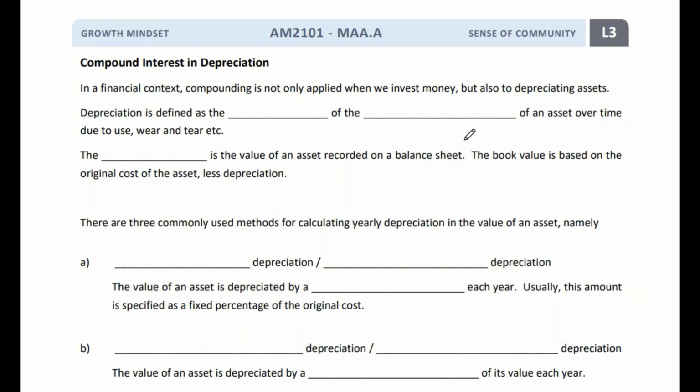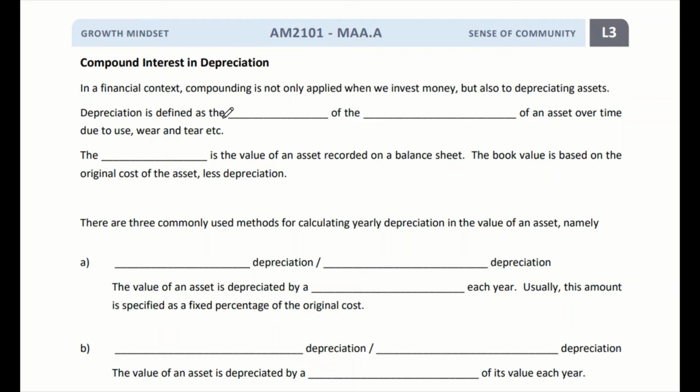In a financial context, we are not only using compound interest in investments or loans, but we also use it in depreciation. So let's look at what is meant by depreciation first. For a simple example, when we buy a car, the value of the car is going to decrease all the way over the years. This decrease of the value of an asset is called depreciation.